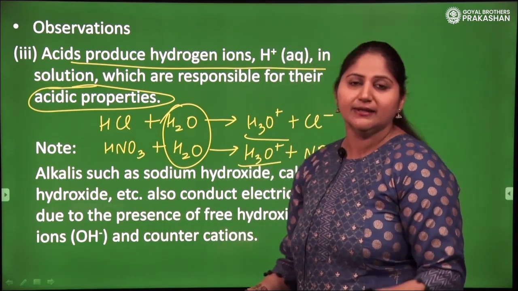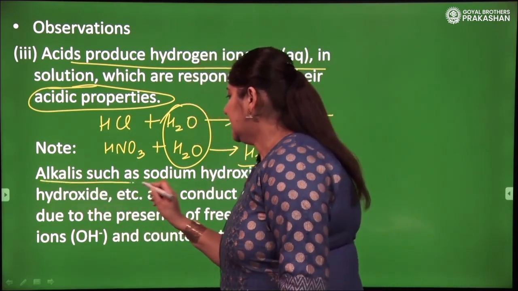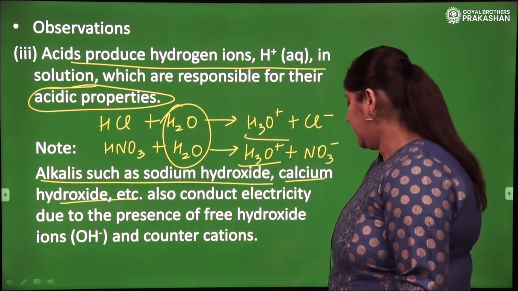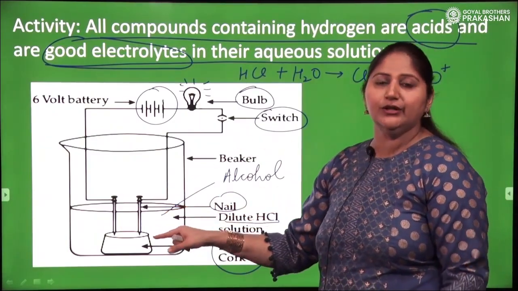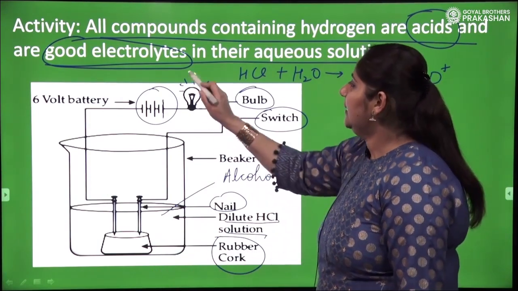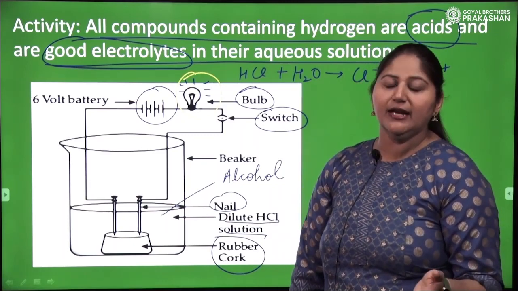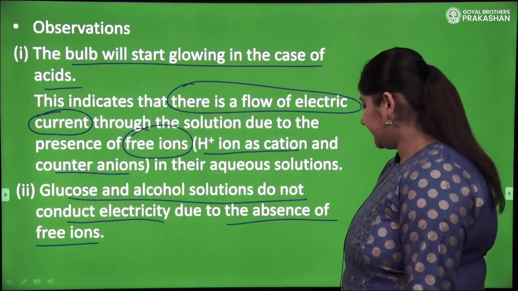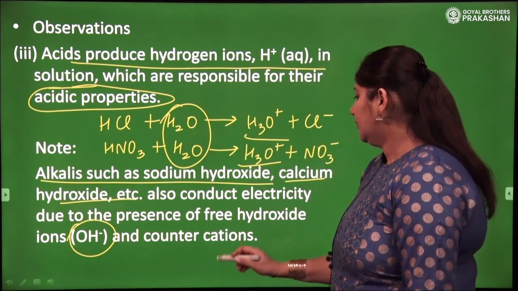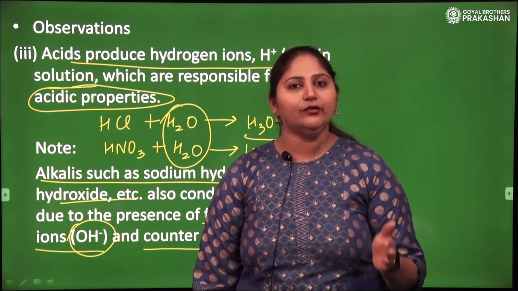Okay. Now, similarly, the way we talked about acids, what about bases? Bases or alkalis such as sodium hydroxide, calcium hydroxide, etc., also conduct electricity. It means when you perform this activity with the aqueous solution of a base, dissolved in water, the bulb will glow, right? So bases are also good electrolytes. Why are they good conductors of electricity, students? Because they release hydroxide ions in water, right? Because of the presence of free hydroxide ions in water and counter cations, they are good conductors of electricity.